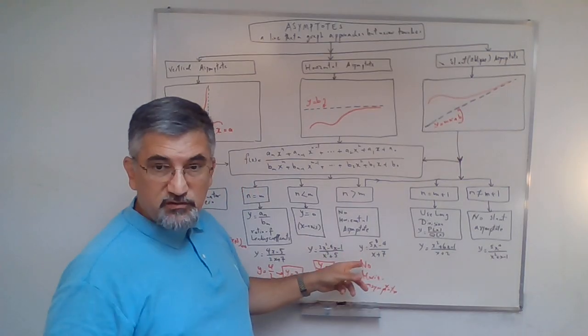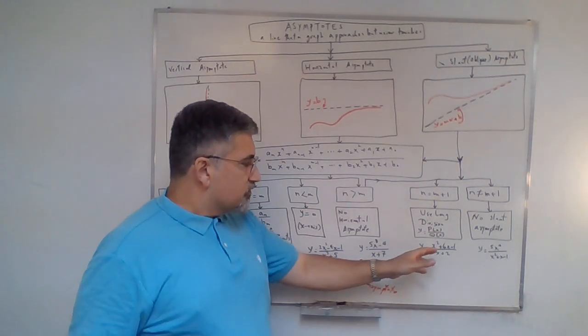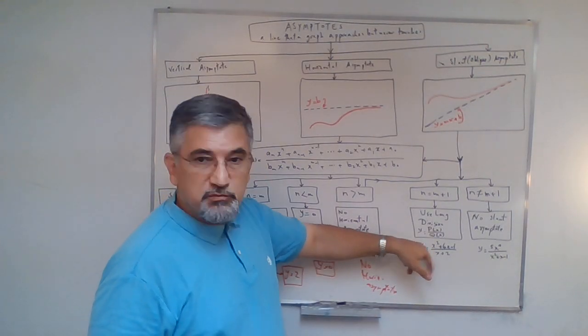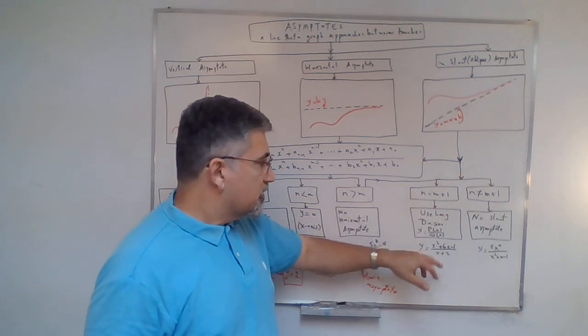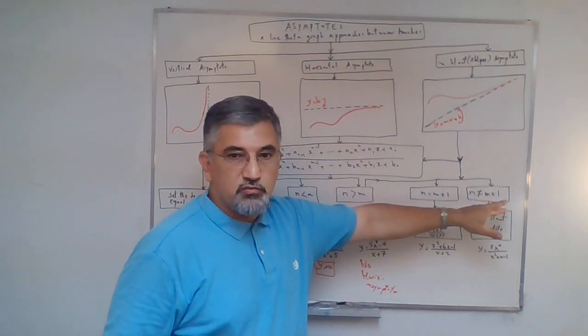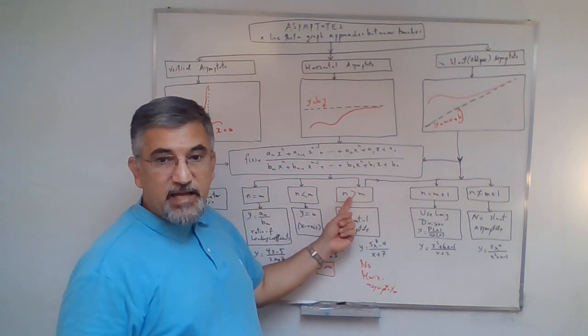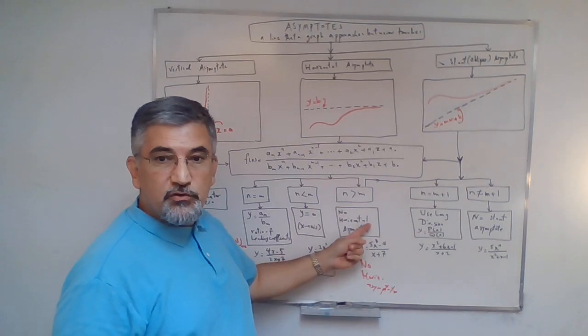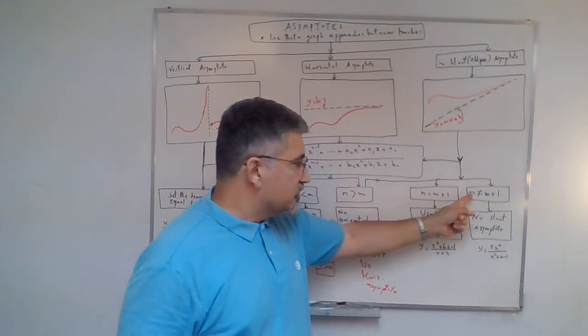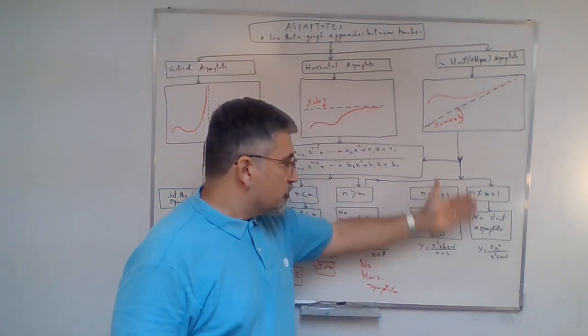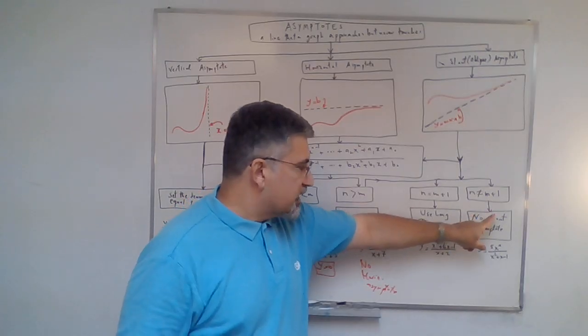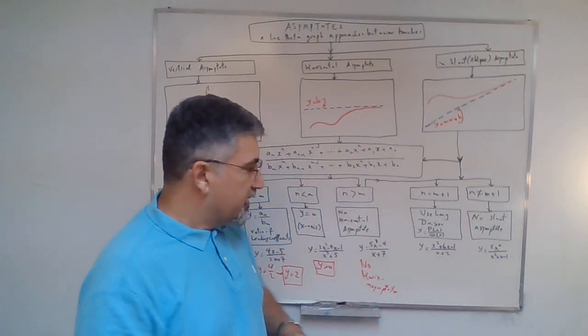But this one didn't. And what happens if the difference between the degrees is more than 1? Like n is not equal to m plus 1, but at the same time n is greater than m, just like in this example, 3 is greater than 1, and 3 is not equal to 1 plus 1. So in that case, we're going to announce no slant asymptote, bye-bye, done.